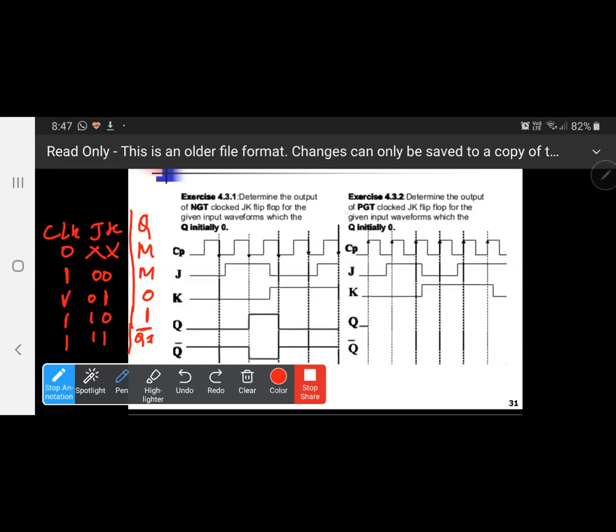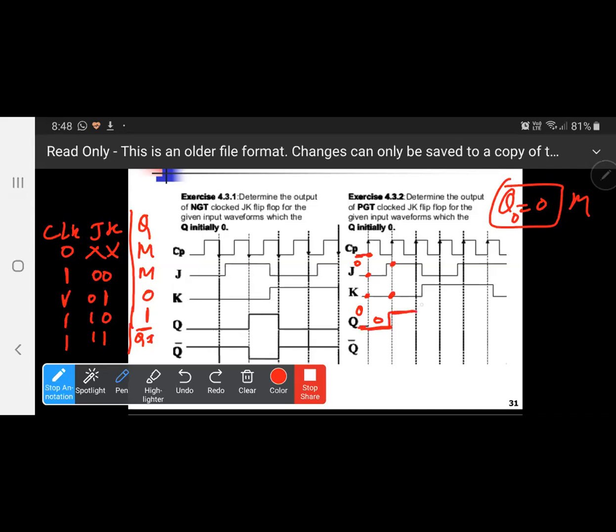Determine the output Q for this. The initial value they have given us is 0, so in the memory there is 0. Before the clock, here clock is 0, so Q is 0. Now we need to check the value of J and K at this instant. J is 0, K is 0, so both 0 means memory. Memory is 0. Now check the value of J here: it is 1, so the output will be 1.